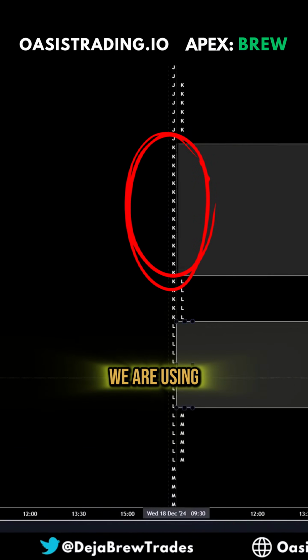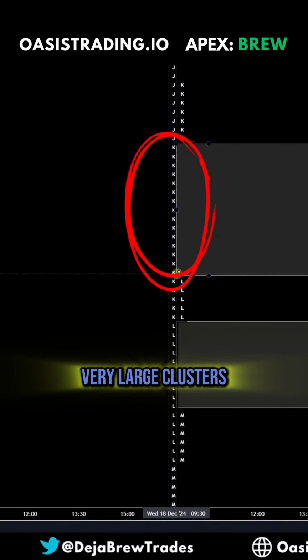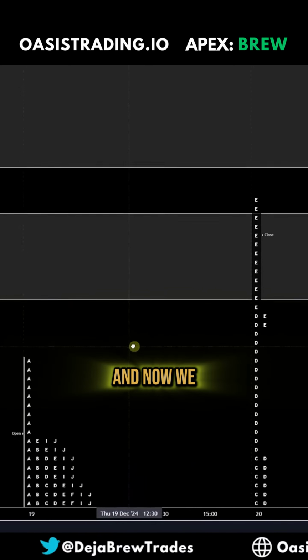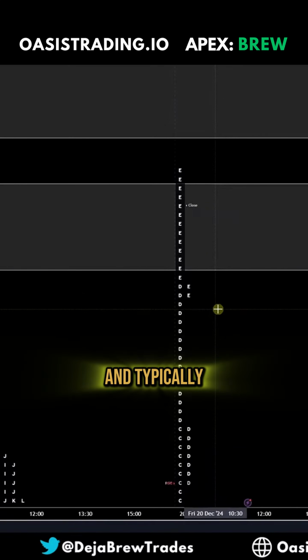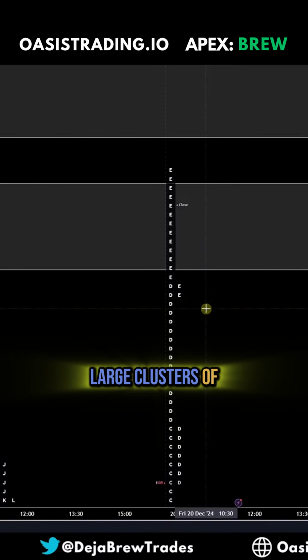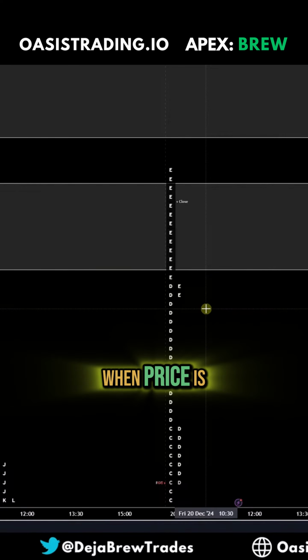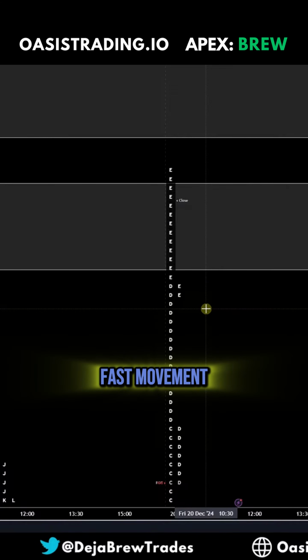But basically, when we have single prints that were formed on a prior day, in today's example, we are using the FOMC single prints. We had these very large clusters of single prints from Wednesday, and now we are going back to retest them on today's candle. And typically, when we have these really large clusters of old single prints, when price is retracing into them, it does it in a very fast movement.